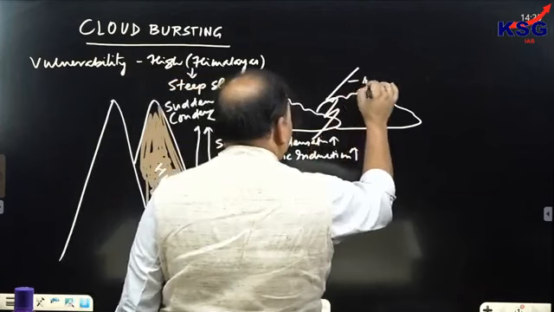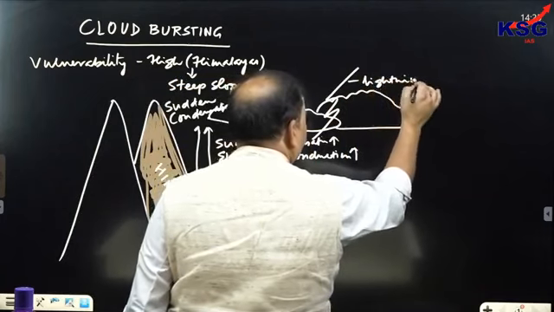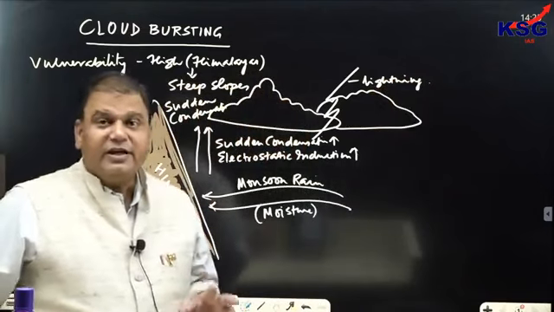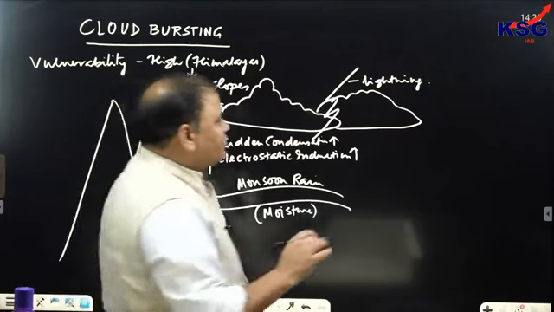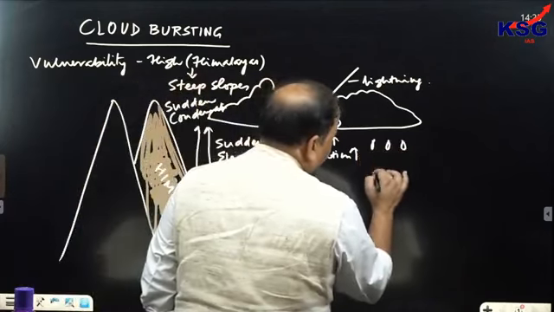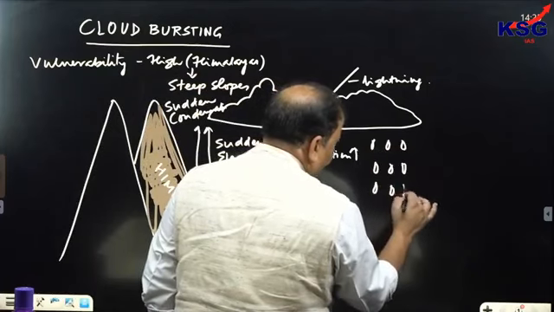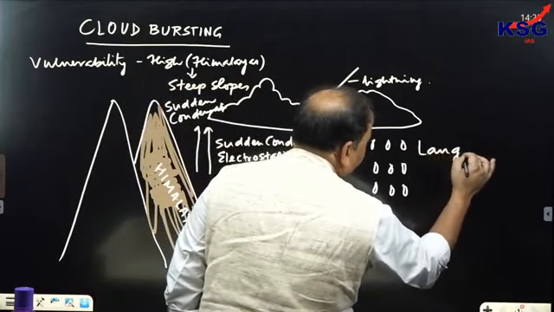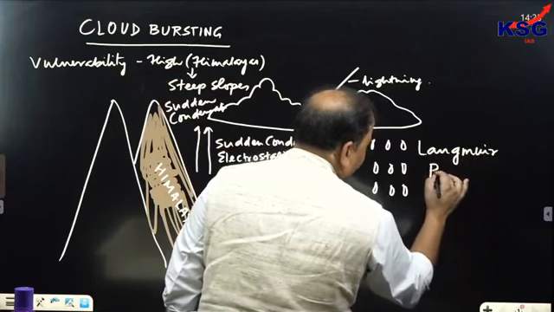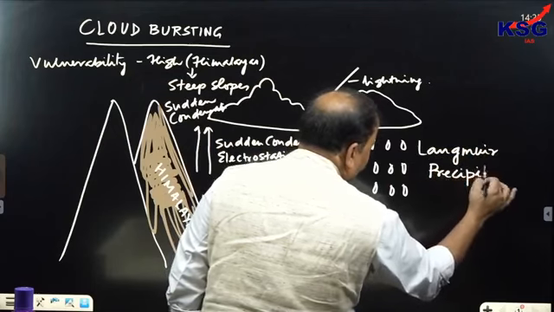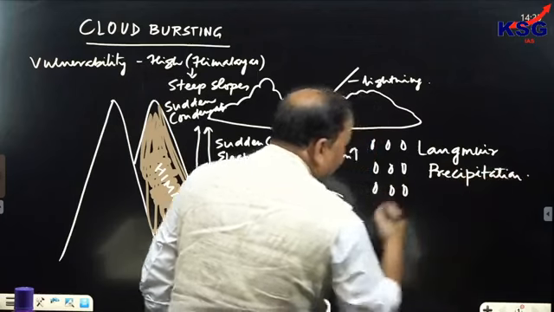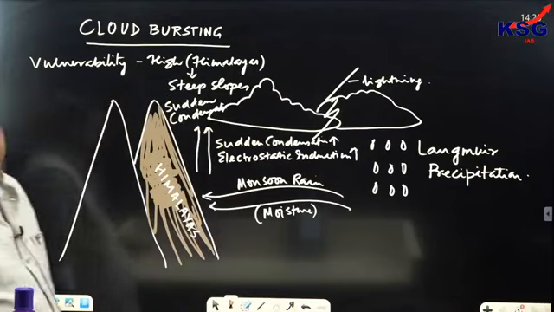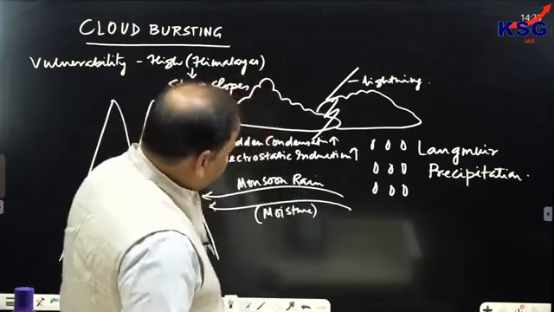If lightning is taking place, this is a type of high energy which is trapped inside the clouds. Now, this would be making the water molecules denser, and these water molecules would be falling down in the form of precipitation. This type of precipitation is called what? It is referred to as Langmuir precipitation.